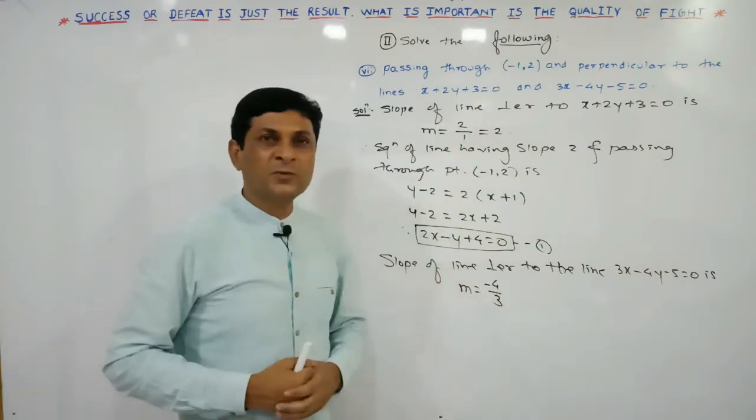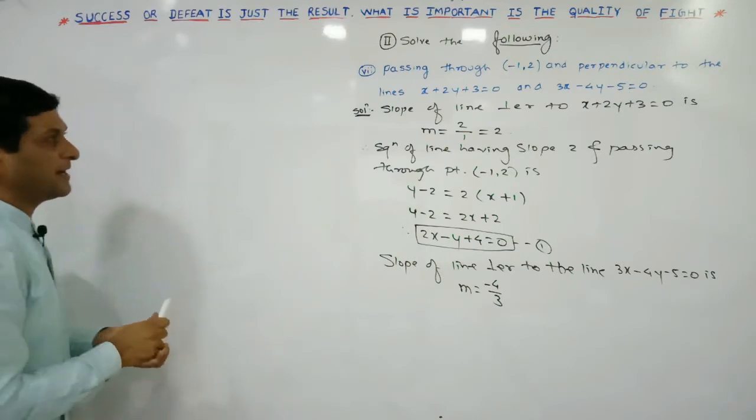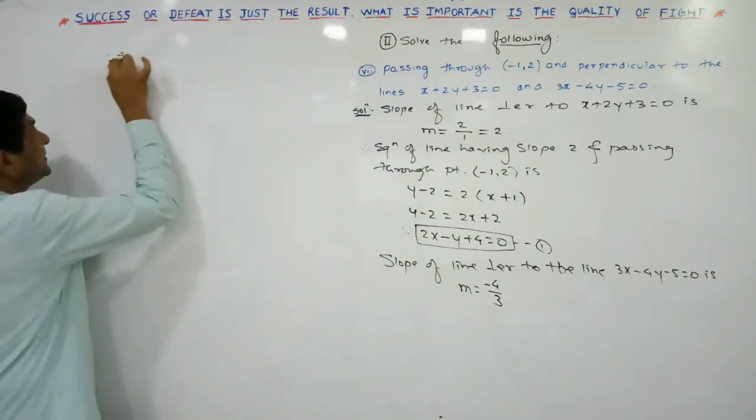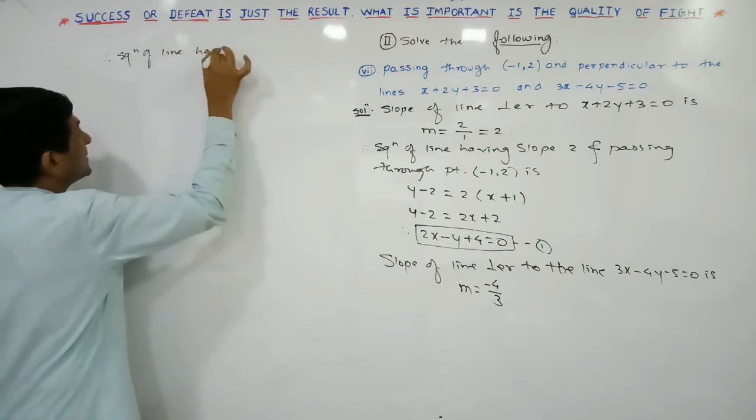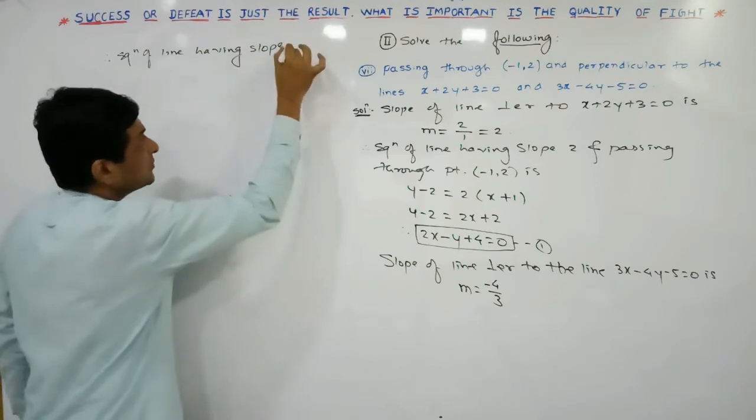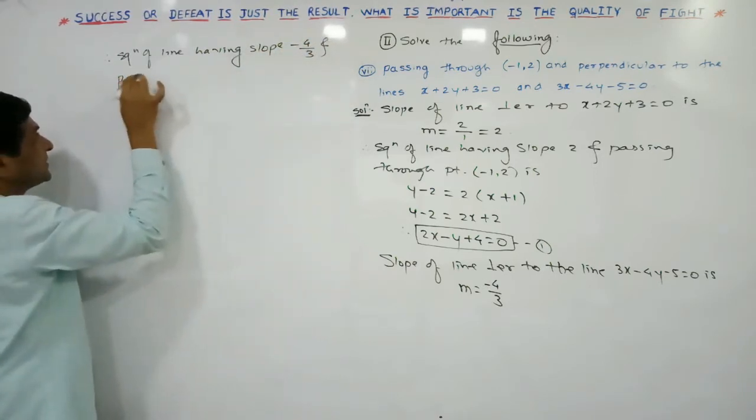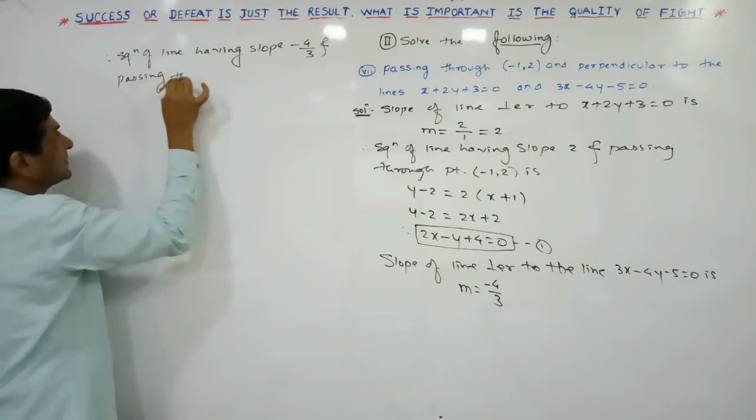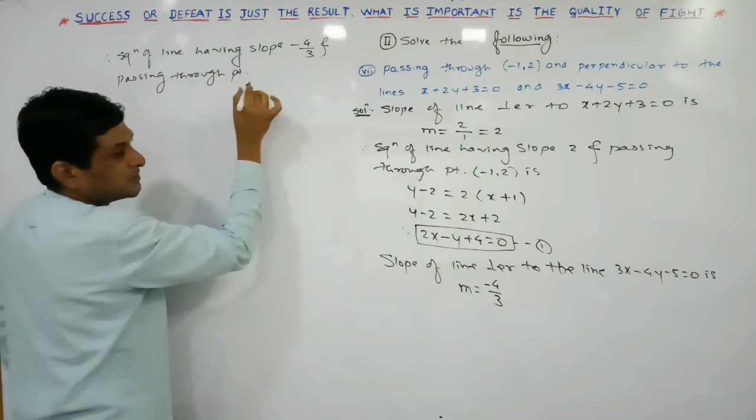Once the slope is known to us, applying slope point form, let us find the equation of the second required line. So therefore, the equation of the line having slope, what is the slope here? Slope is equal to minus 4 by 3 and passing through the point. What are the coordinates of the point?